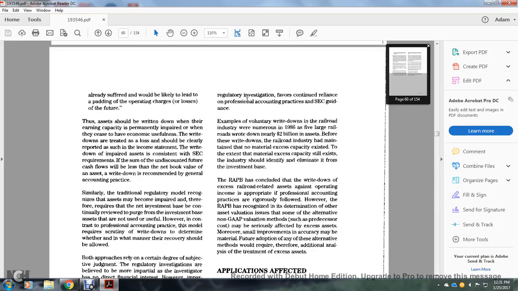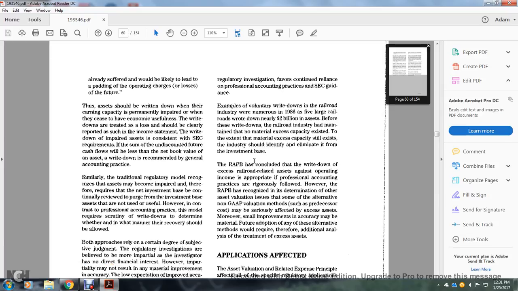Regulatory investigation favors concluded reliance on professional accounting principles and the Securities and Exchange Commission guidance. For example, voluntary write-downs in the railroad industry were numerous in 1986. Five larger railroads wrote down nearly $2 billion in assets. Before these write-downs, the railroad industry had maintained that no material excess capacity existed, and the extent of the material excess capacity still exists. The industry should identify and eliminate it from the investment base.